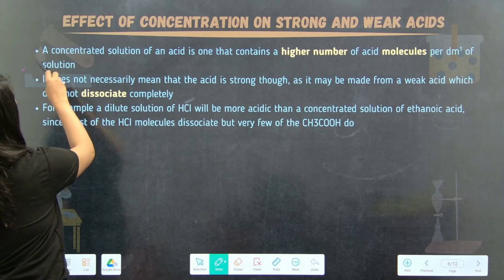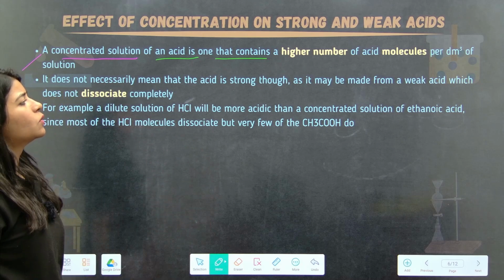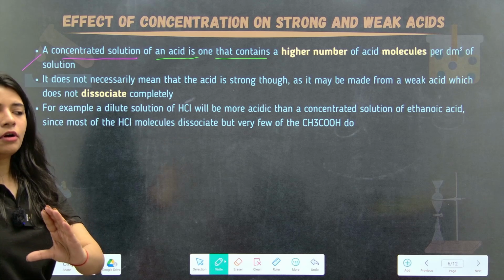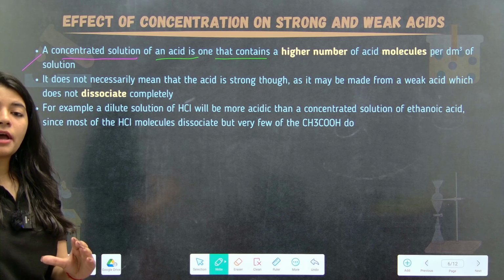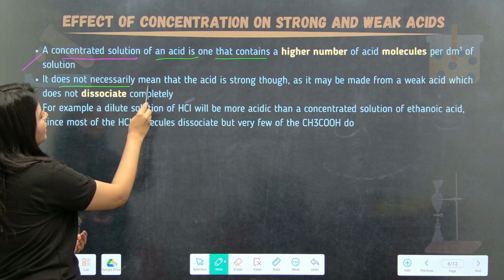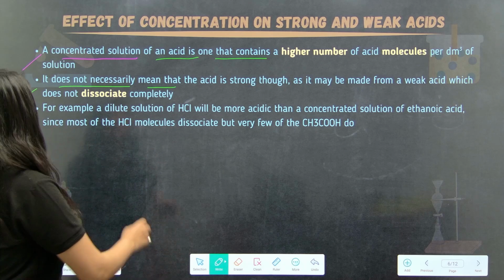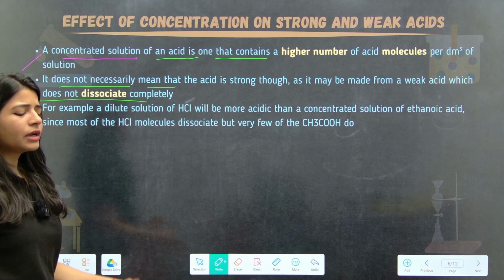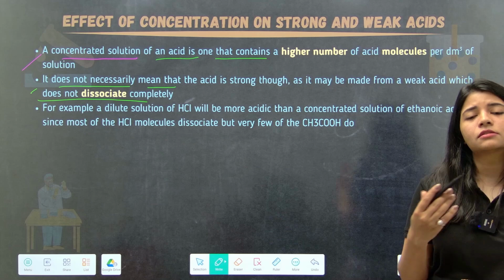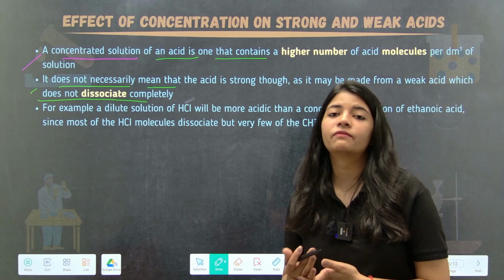So let's read. A concentrated solution of an acid is one that contains a higher number of acid molecules per dm cube. Basically, if we are taking 1 dm cube volume of acid and more H plus ions are present, then it is said to be concentrated. It does not necessarily mean that the acid is strong, though, as it may be made from a weak acid which does not dissociate completely. So if the concentration of H plus ions is greater, it is not necessarily a strong acid, because those H plus ions can also come from the weak acid.